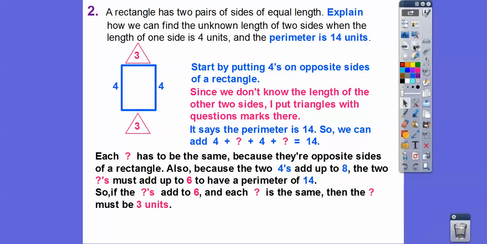So if the question marks add up to 6, and each of the question marks is the same, then what number plus itself adds to 6? Well, 3 and 3 adds to 6 right there. So this would have to be 3 and this would have to be 3. And let's just check, you guys. We're going to add them up. So we get 4 plus 3 plus 4 plus 3 equals 14. So it does check out right there.